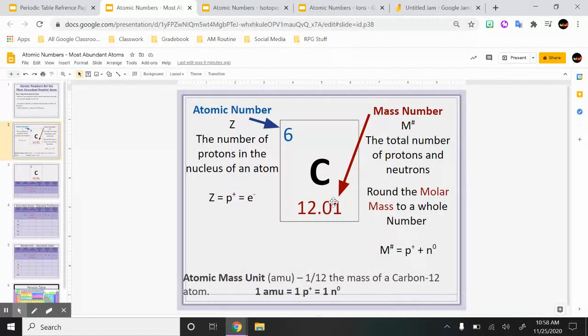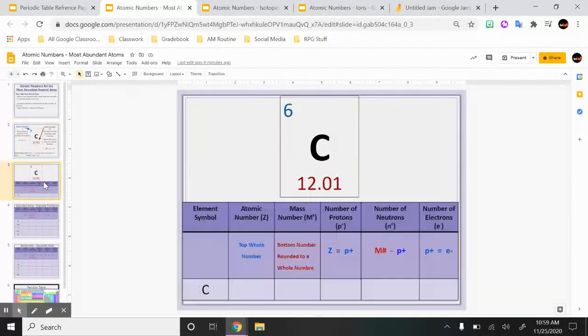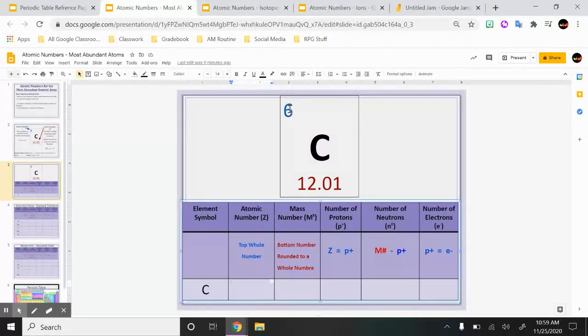The mass is a decimal number, usually at the bottom. You're going to round this to a whole number to get your mass. To get the number of neutrons, we do mass minus protons equals neutrons. Okay? So let's do an example. So I drew the little box up the top here, so we don't have to switch to the periodic table yet. But first, we want the atomic number. So the atomic number is the number at the top.